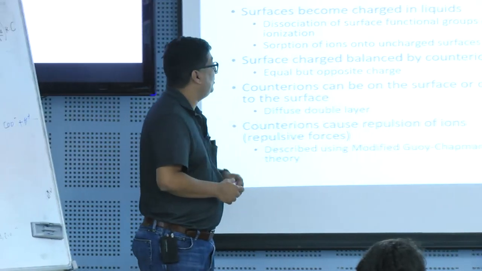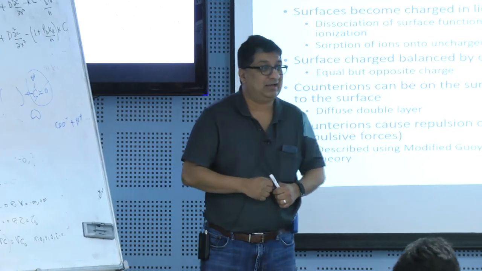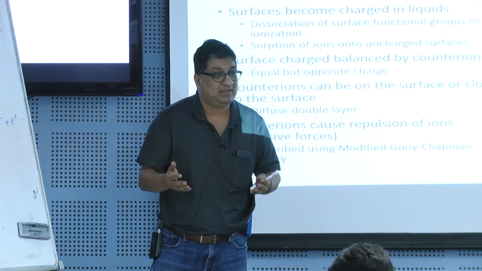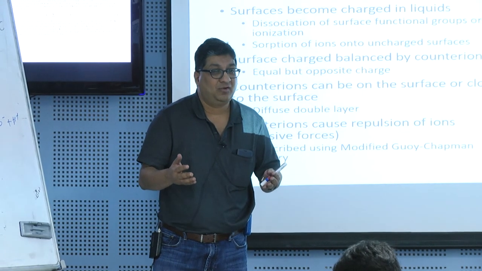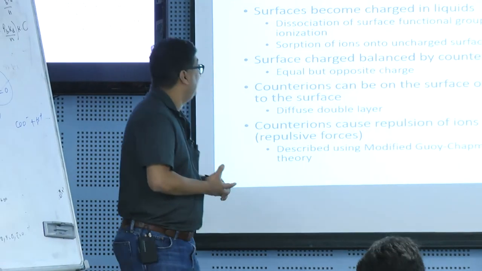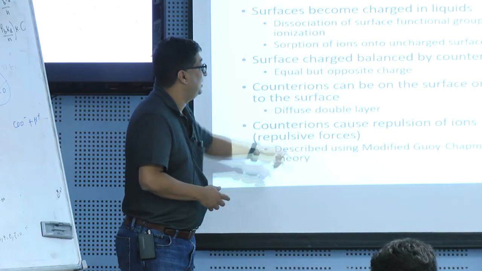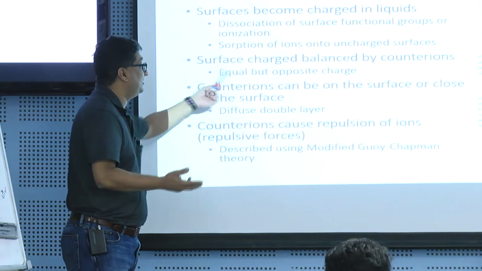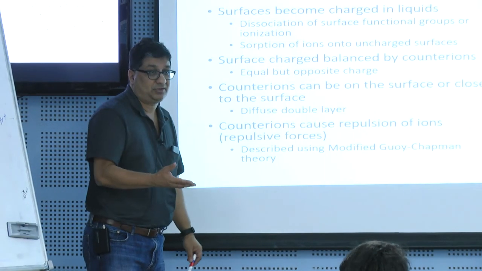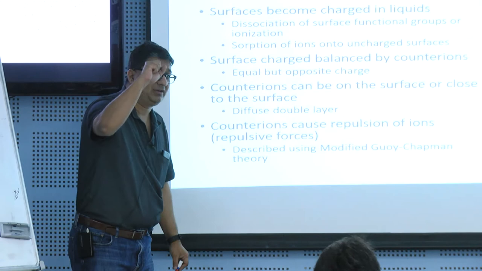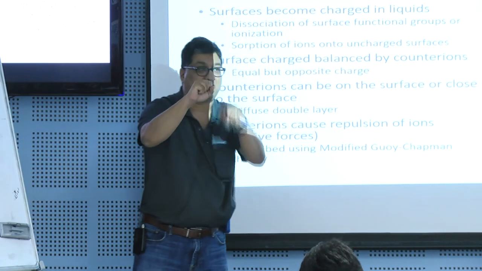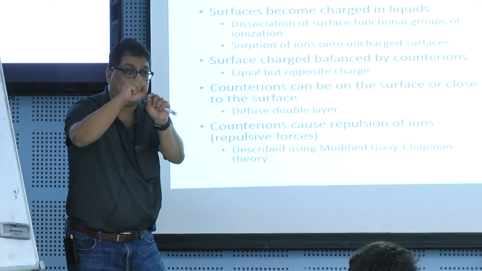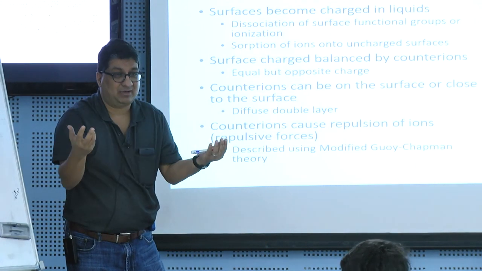So when we have a charge, we can't have a net charge. It has to be balanced; there has to be charge balance. So what happens next is the surface charge is balanced by counterions. What are counterions? Counterions are basically ions that have an equal but opposite charge. So we have this colloidal particle, this tiny nanoparticle, and that particle has a charge, and that charge has to be balanced by some counterions.